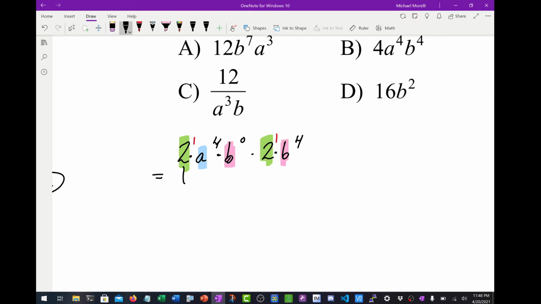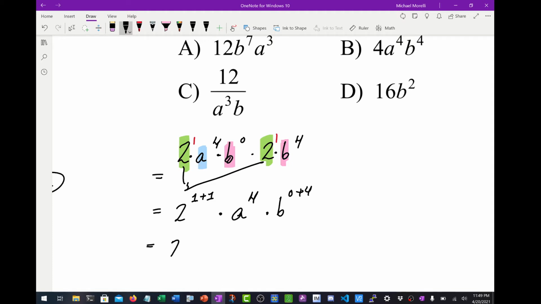Okay, like Go Fish. So here we go. We're going to combine those 2's together. I'm going to treat the 2's just like they were letters. I'm going to raise 2 to the power of 1 plus 1. See, I'm adding those exponents right there. And then I'm going to multiply that by a to the 4th. Remember, it has no other term to combine with. Then I've got b raised to the power of 0 plus 4.